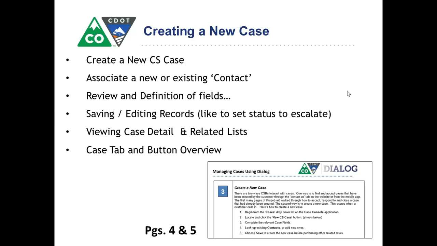We'll talk about linking or associating a new or existing contact. And then we will just talk through some of the definitions of the fields that you'll be filling out. We'll talk how you save records and how you make changes to records and how you can change statuses. We'll also show you how to view the case detail and the related lists. We'll probably review that because I think we went through that briefly before. And then we'll just take a quick look at the tabs and buttons on the cases.